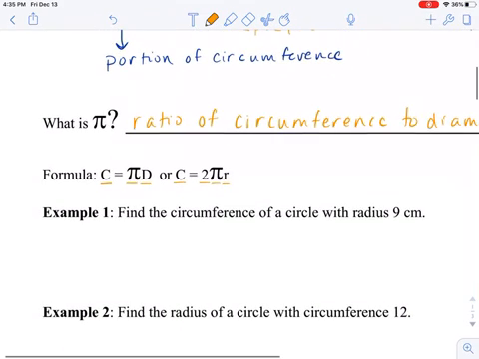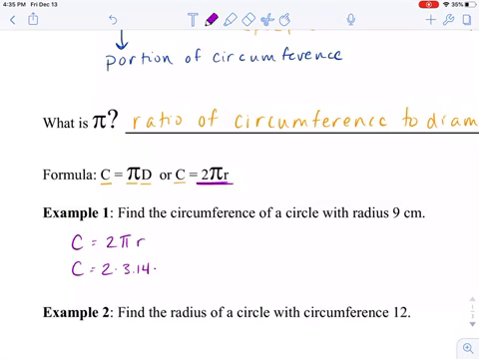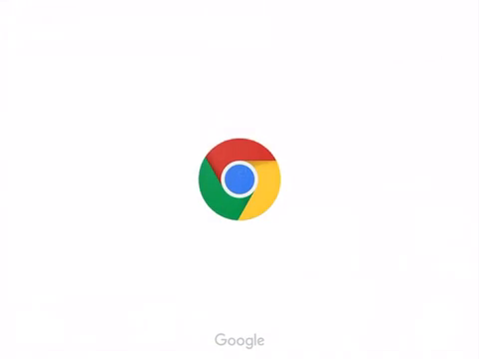So let's try using that formula to solve some examples. The first example says, find the circumference of a circle with a radius of 9. So because they gave me the radius, I'm going to use this second formula. Circumference equals 2 times pi times radius. Circumference equals 2 times 3.14. I can round that. There may also be a button on your calculator. So we'll look at that in a moment, and then times 9. So I'm going to go to Desmos.